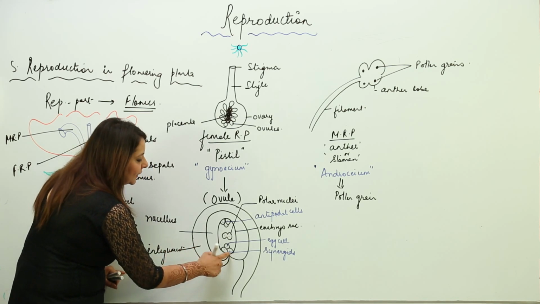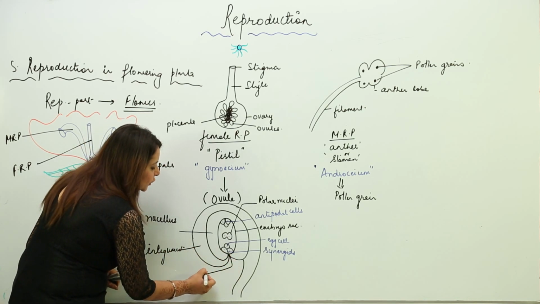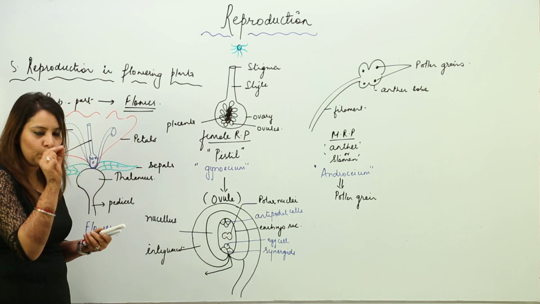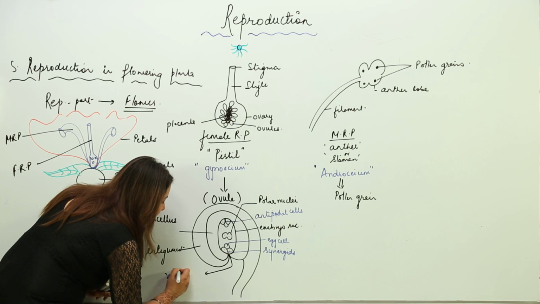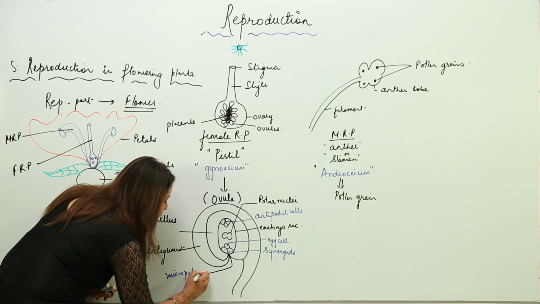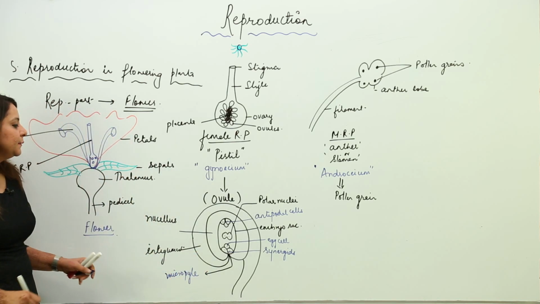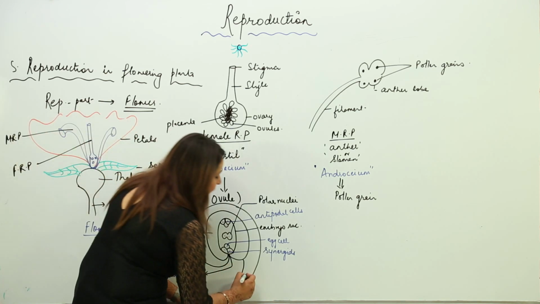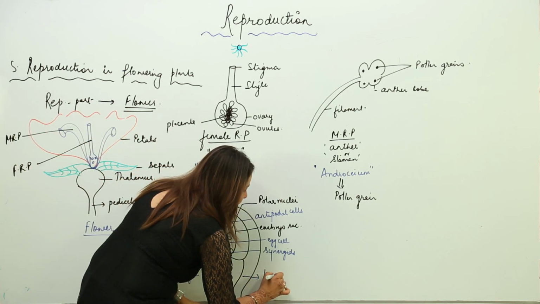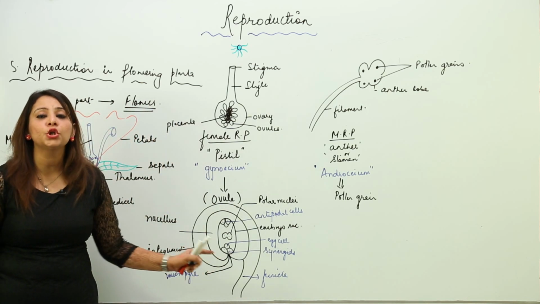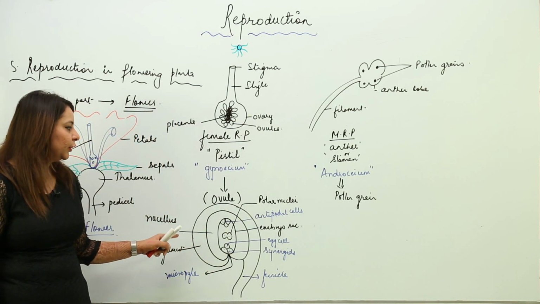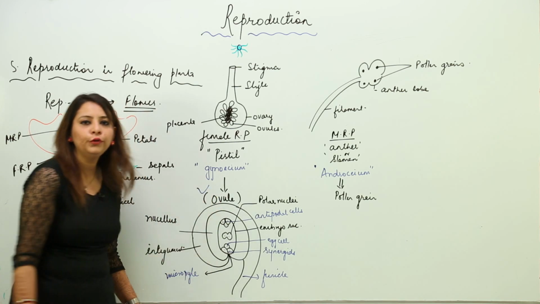The point where these layers are absent, I told you it is not a continuous one, it has a point where these layers are absent. That is again a special opening called micropyle. And this stalk is called funicle. So this is the structure for the matured ovule.